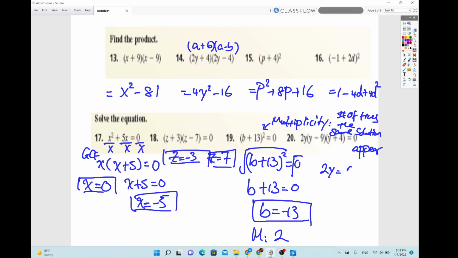So 2y could be 0, so that means y equals 0. y minus 9 could be 0, so that means y could be 9. And then y plus 4 equals 0, so that means y could be negative 4. So we got 3 different solutions: y equals 0, y equals 9, y equals negative 4.